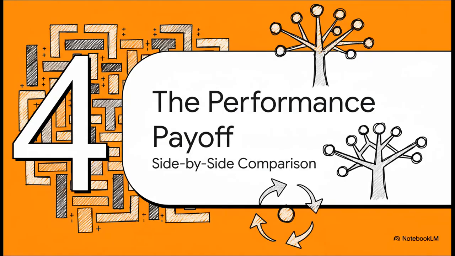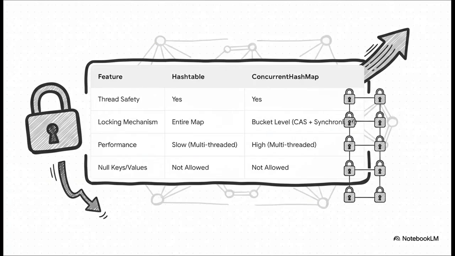So when you put it all together, the lock striping, the smart CAS operations, the treeification, what's the actual payoff? What do we get in the real world? Let's sum up the key differences. This table just lays it all out. Yeah, both Hashtable and ConcurrentHashMap are thread-safe, but their internal machinery is from different planets. Hashtable's massive global lock is a performance killer, while ConcurrentHashMap's fine-grained intelligent locking delivers just unbelievably better performance in any multi-threaded scenario.